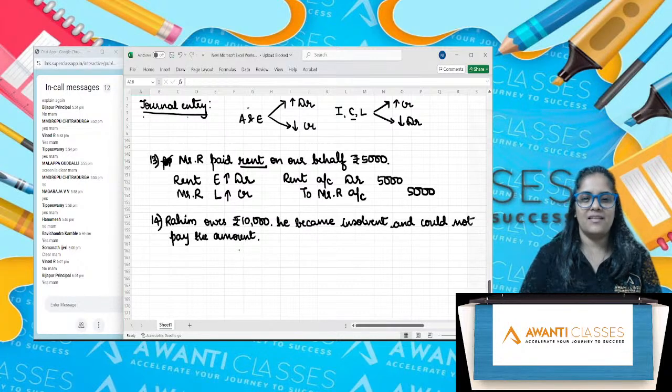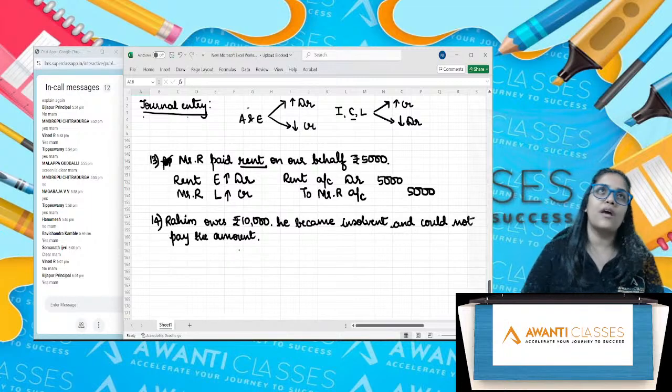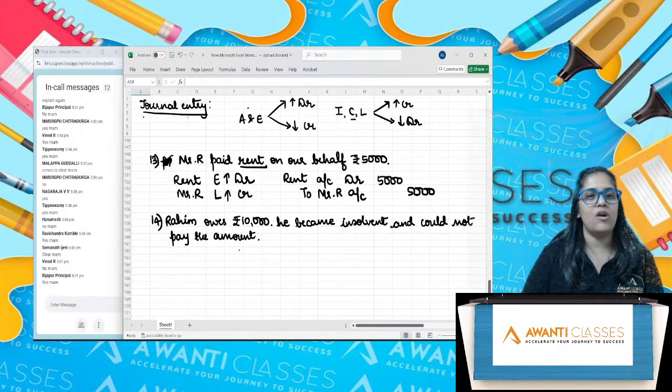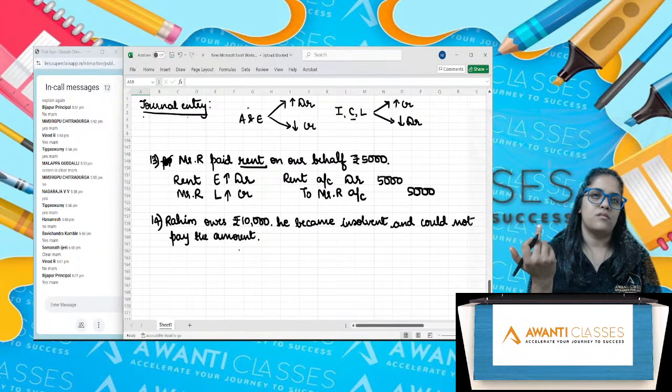Okay. Next entry. Rahim owes us rupees 10,000. That is, Rahim has to pay us 10,000, because we sold to him earlier or something like that. So that is why Rahim has to give us 10,000. He became insolvent, and could not pay the amount.